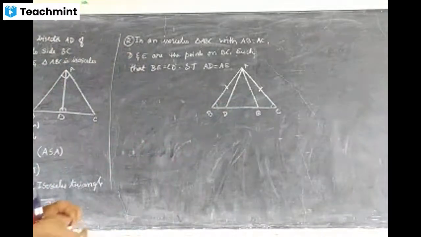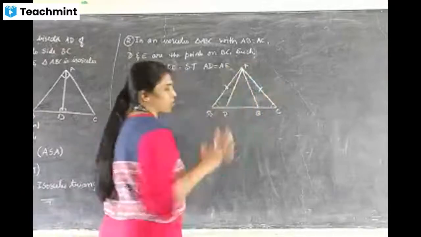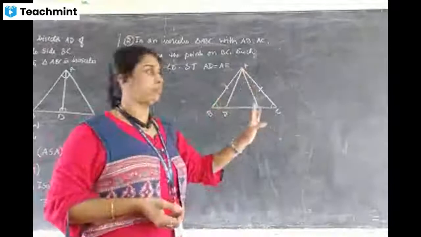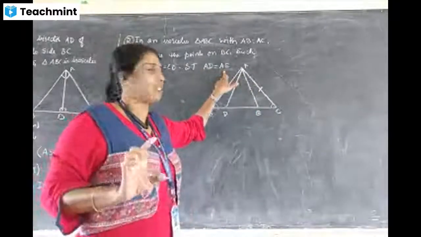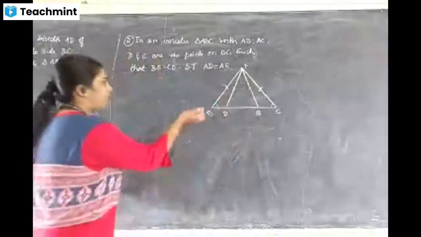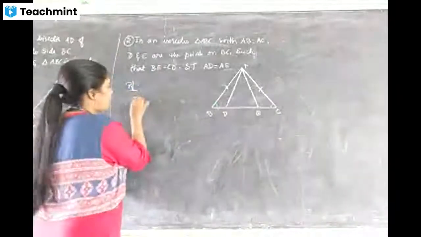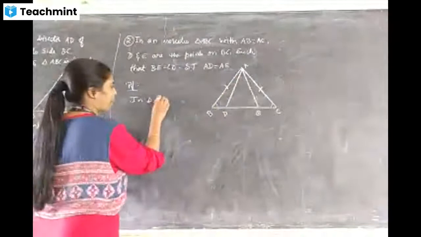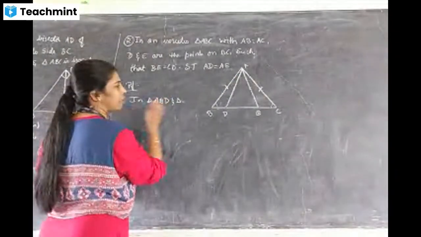We must show AD is equal to AE. So we will select two triangles, the corner triangles first. We must cover AD and AE. That's because we have to prove that. Anyhow we are writing it in CPCT only, but we must cover those two. So I'll take proof for which triangle? In triangle ABD and triangle ACE.